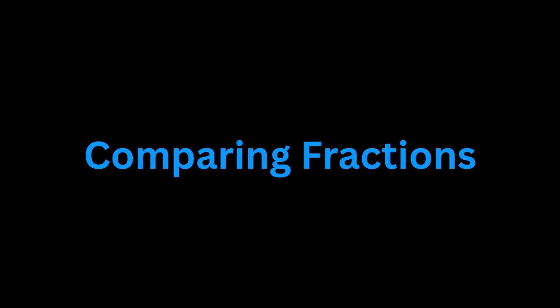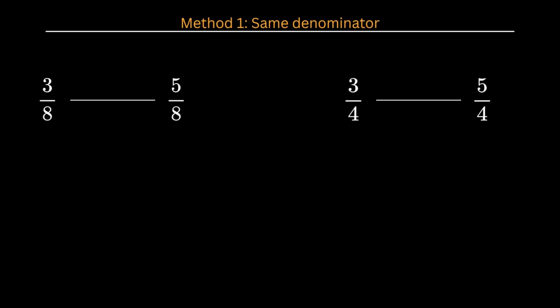We are going to practice comparing fractions. Now, the first method is with the same denominator. Now, we have two examples. Let's look at the first example. We have 3 over 8 and we have 5 over 8. Now, which one is greater or which one is less than?